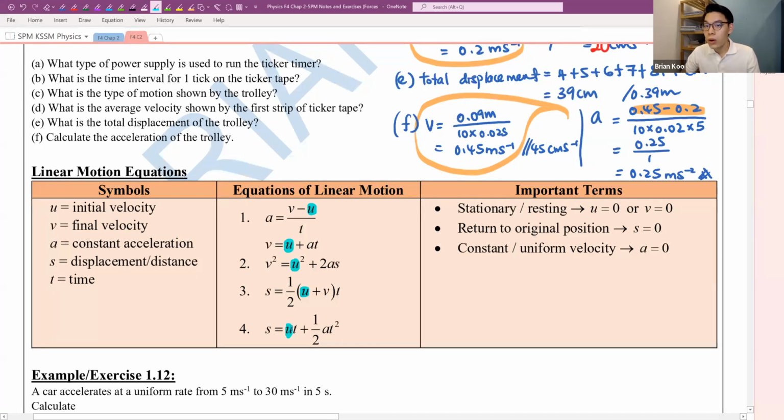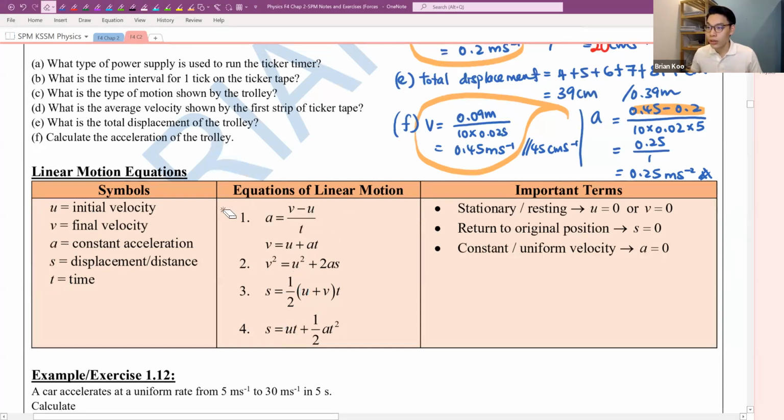In other words, for all the linear motion equation questions, you will always be able to tell what your initial velocity is, because you need it for all the equations, or else you cannot use the equation. So U is always there, and the other stuff could be missing. Maybe V is missing, or A is missing, or S is missing, or T is missing. You have 5 symbols here, but each equation only has 4 of them. And again, U is always there.